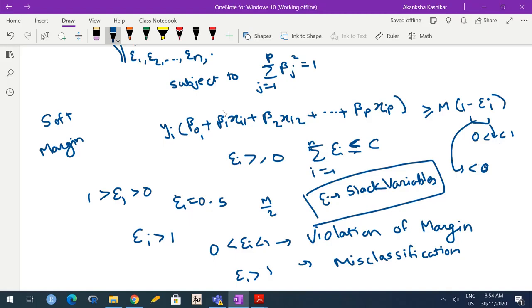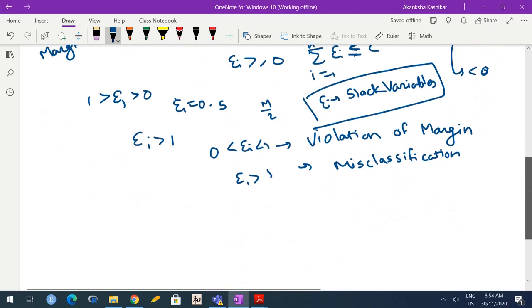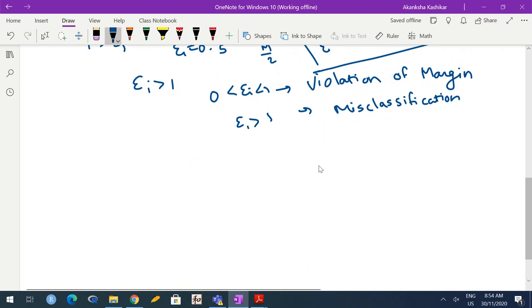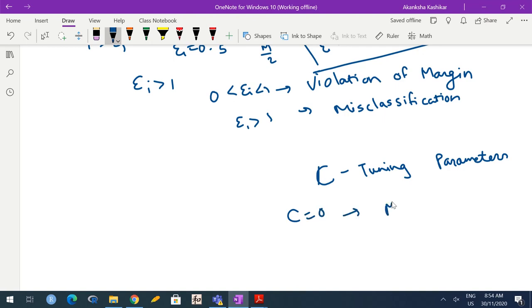What is this C? C is actually known as tuning parameter. We are saying summation of epsilons should be less than C. If C is 0, of course every epsilon has to be 0. So C equal to 0 forces us to go back to maximal margin classifier. If C is positive, then we can have something different, which is support vector classifier. So this entire problem statement is actually for support vector classifier.